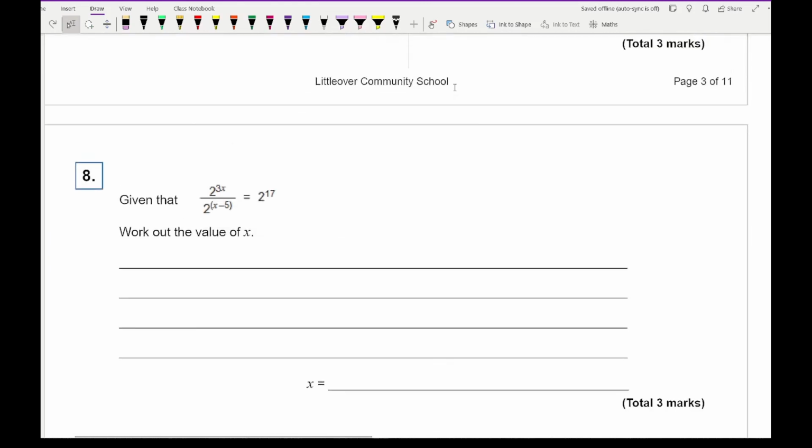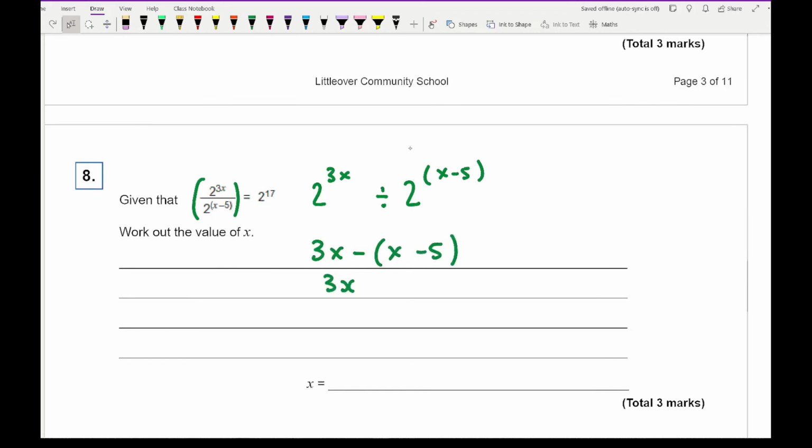And then looking at our last question, which again, very, very similar. So what we need to do here is simplify that left-hand side. So here we've got 2 to the power of, so taking this left-hand side, I've got 2 to the power of 3x divided by 2 to the power of x minus 5. Now when we are dividing, we take away the powers. So what I've got is 3x minus, and then x minus 5. Which then becomes 3x minus x plus 5, which then becomes 2x plus 5. And that is all equal to this power, which is 17.